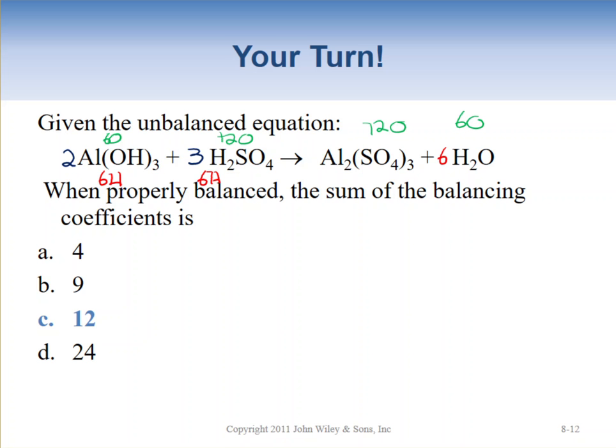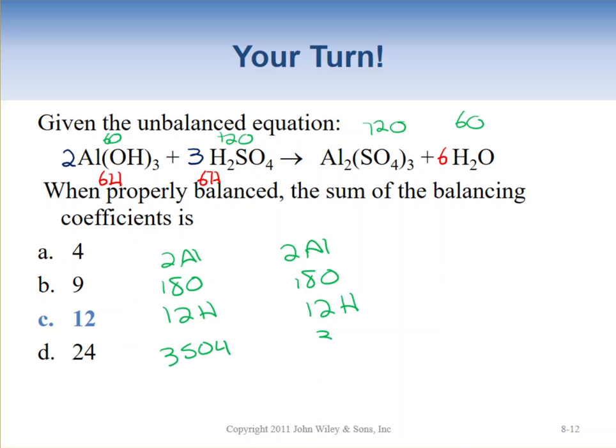So just to double check, you have 2 aluminum on the reactant side and you have 2 aluminum on the product side. You have 18 oxygen on the reactant side and 18 oxygen on the product side. 12 hydrogen on the reactant side, 12 hydrogen on the product side, and then you have 3 sulfate and 3 sulfate on both sides too.